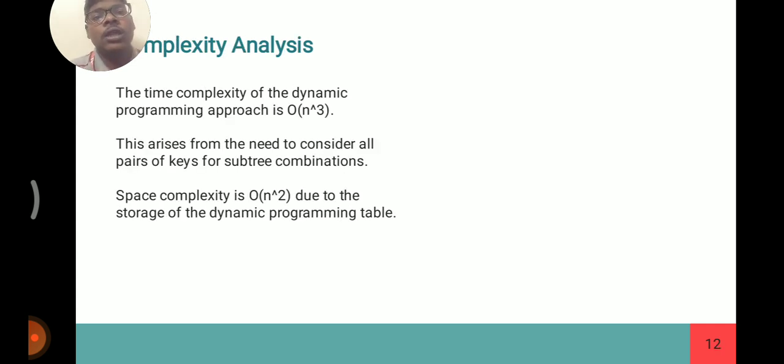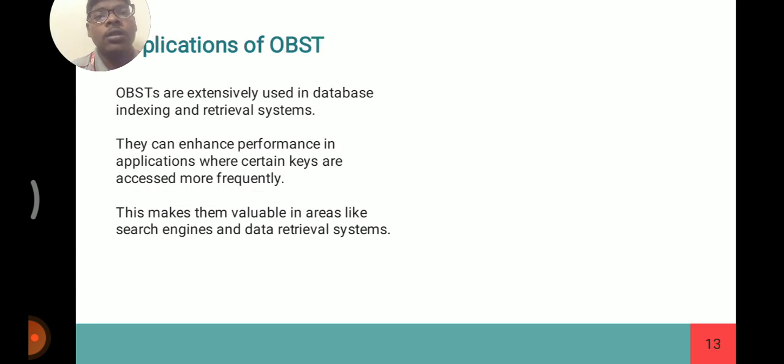Complexity analysis. The time complexity of the dynamic programming approach is O(n^3). This arises from the need to consider all pairs of keys for subtree combinations. Space complexity is O(n^2) due to the storage of the dynamic programming table.